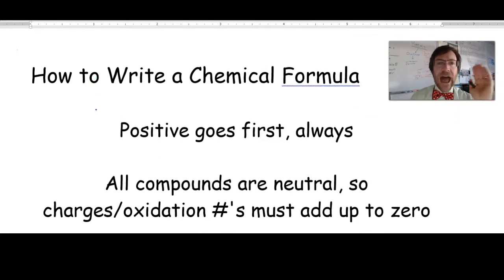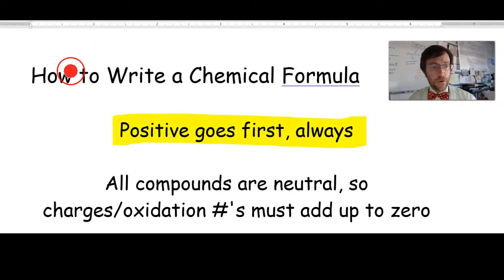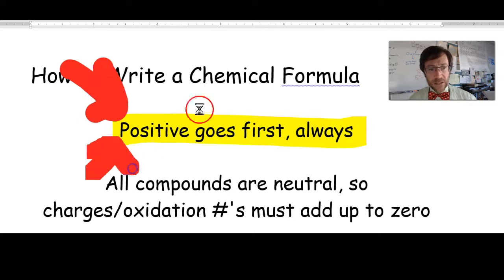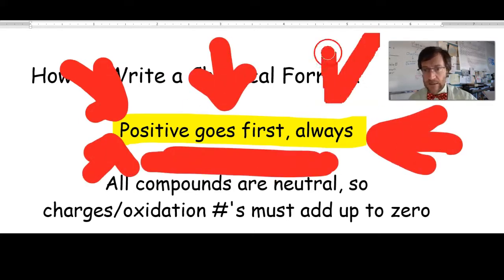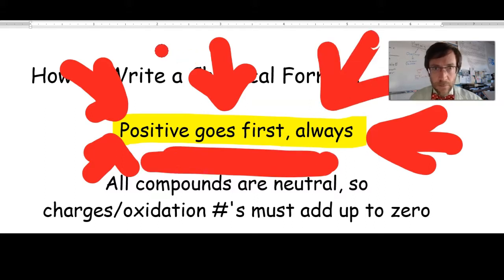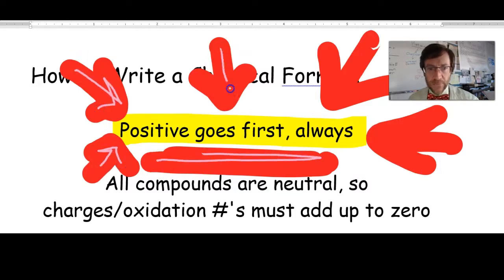So moving right along, how do we make a chemical formula? How do we write it? Here's the thing. First off, positive goes first. How often does positive go first? Always. Look at this. Learn this. Know this. Please have this memorized. Positive is always first. It will make your life so much easier if you can just memorize that positive goes first. Always.